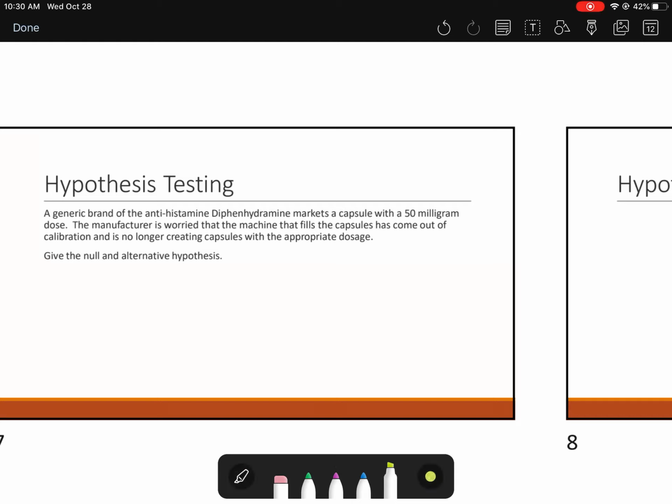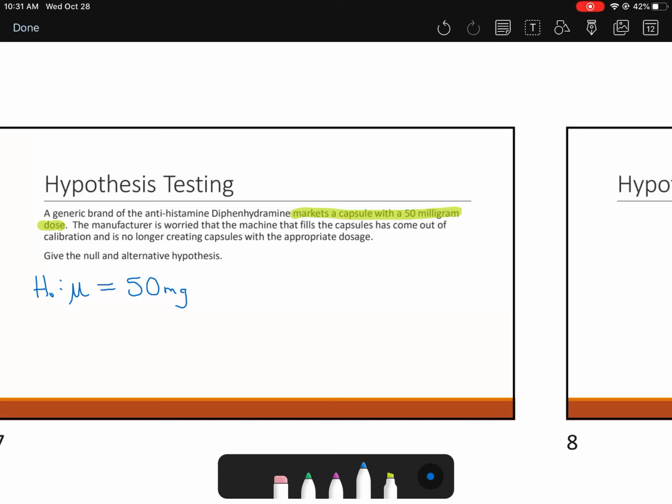So this one's a little bit different because we're really only given one piece of information, and that is this right here, that they market a capsule with a 50 milligram dosage. Okay, so that is going to be my accepted fact. So that gives me my null. H sub 0, my mu is equal to 50 milligrams.